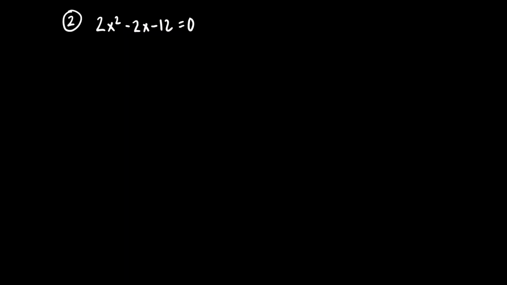All right, let's try another one here. So 2x squared minus 2x minus 12 is equal to 0. So again, what we're going to do is we're going to take that first leading coefficient and multiply it by the last number there.